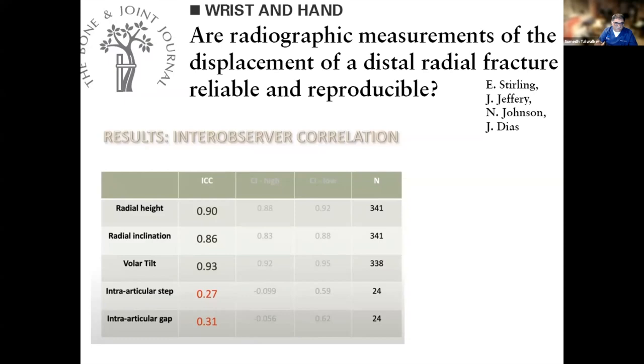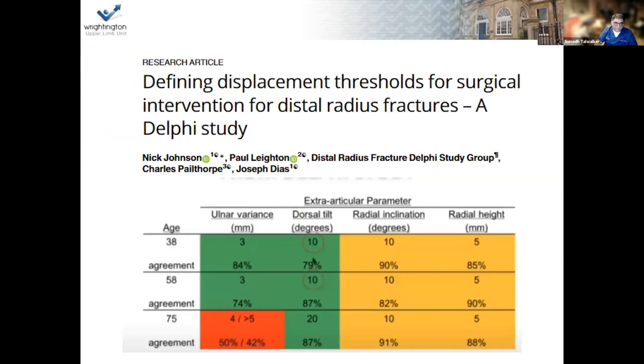The other issue is really, we will hear a little bit more from Lindsay about what our peers feel. And this is also a very important study, which was commissioned by the BSSH, which is a Delphi study, where experts were asked to assign values to these thresholds. And there are no real surprises here. The ulnar variance and the dorsal tilt win hands down with the ages of 38 and 58, with a little bit of disagreement with the over 75s, where some experts were willing to accept nearly a 5 millimeter gap.